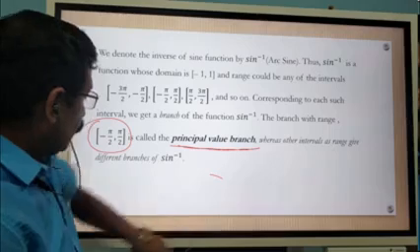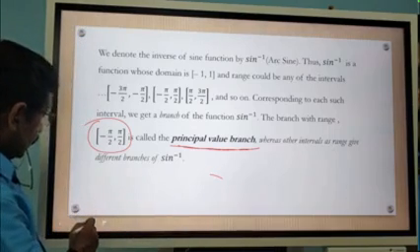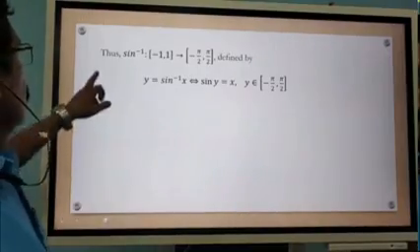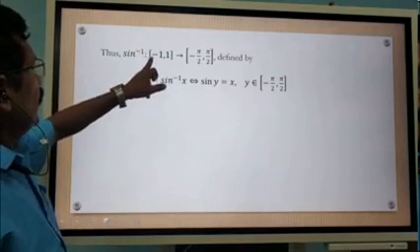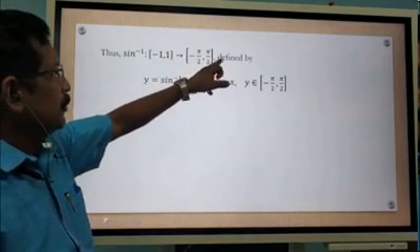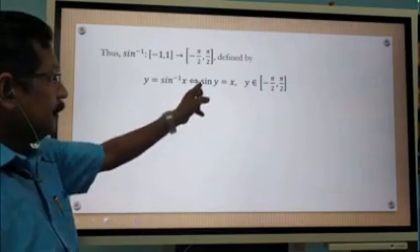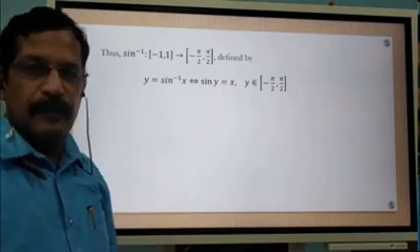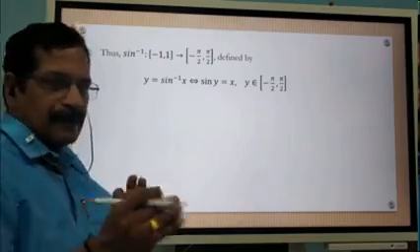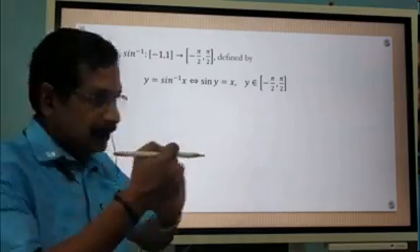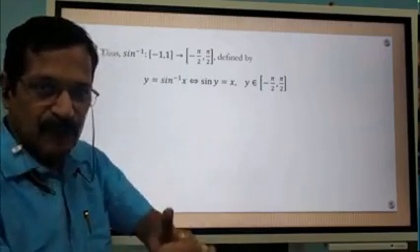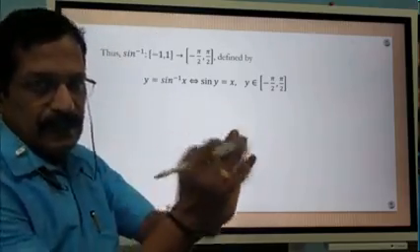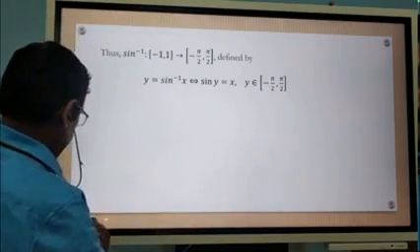Now we are going to define sine inverse. The sine inverse is from minus 1 to plus 1 to minus pi by 2 to pi by 2, defined by y is equal to sine inverse x, which implies and is implied by sine y is equal to x, where y is an element of minus pi by 2 to pi by 2. To avoid that gap between f of x, sin x and sine inverse, I am connecting this to the function and its inverse, from relations and functions. You can see here.